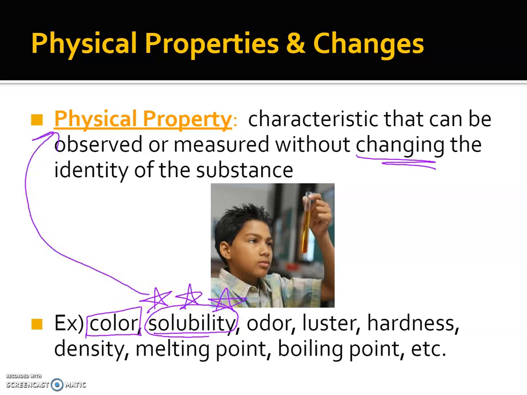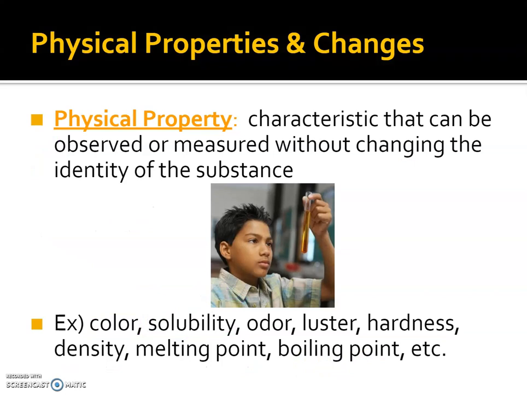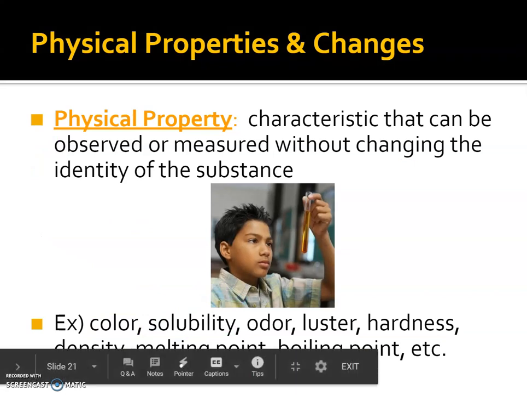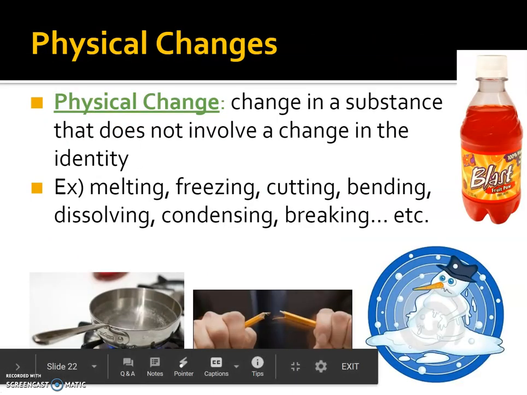Solubility is a physical property, which means that it can be undone. I'm not really changing what the substance is. Salt is soluble in water. That means that I can take the water out of the salt. Okay, odor, luster, hardness, density, melting, and boiling point. These are all physical characteristics that identify the difference between different substances.